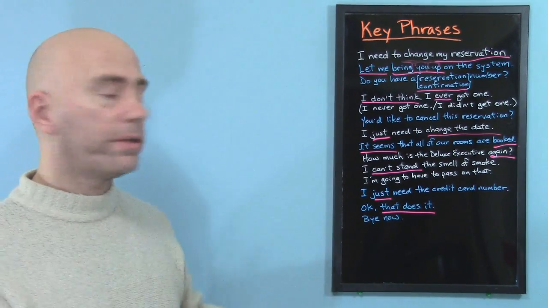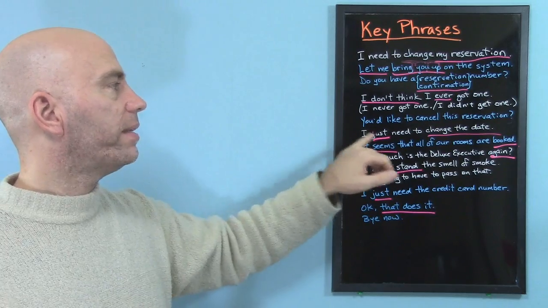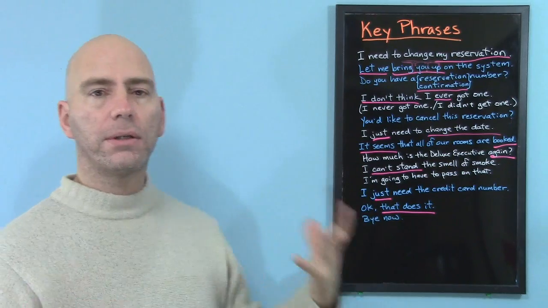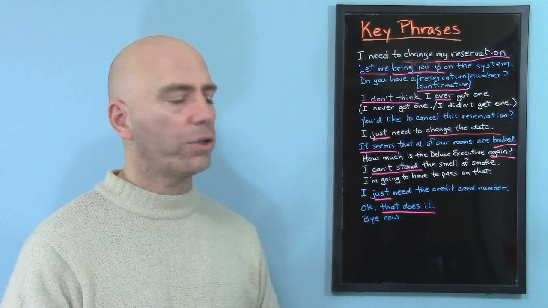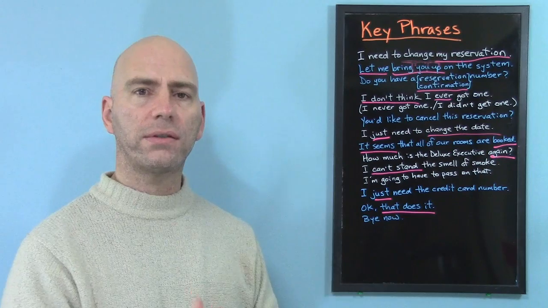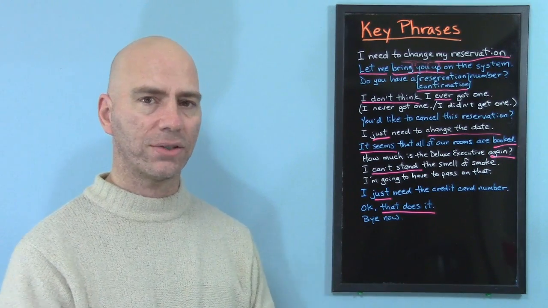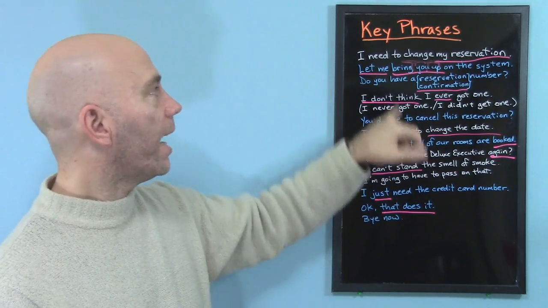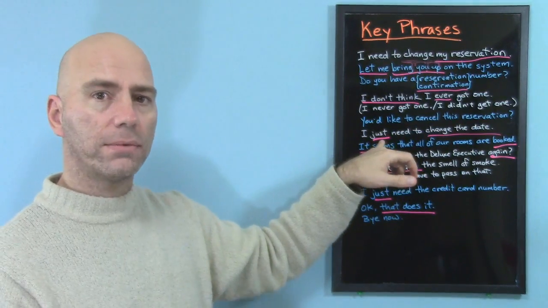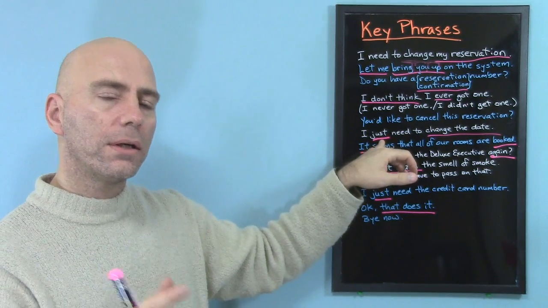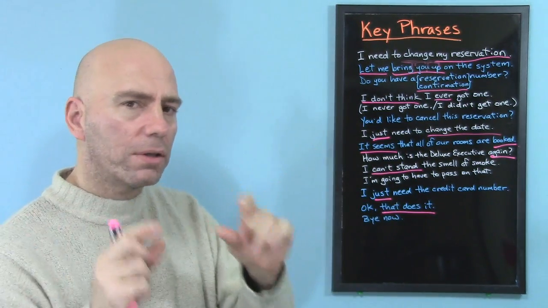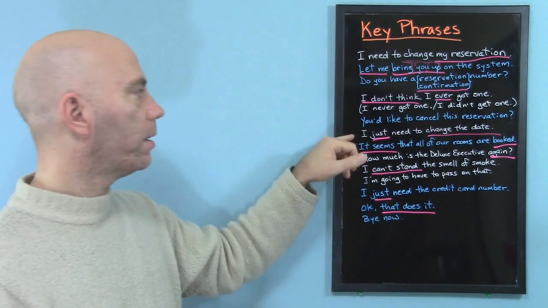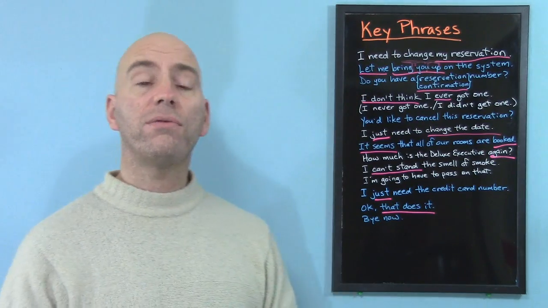Next, I answered, "No, I just need to change the date." So in this case, very simple. "Just" means "only," right? That's all I want to do. I don't want to cancel. I just want to change the date. That's all. So "I just need to": adding "just" means only, something small, not so big, just a little thing. I just need to change the date. So this is similar to this up here and very easy.